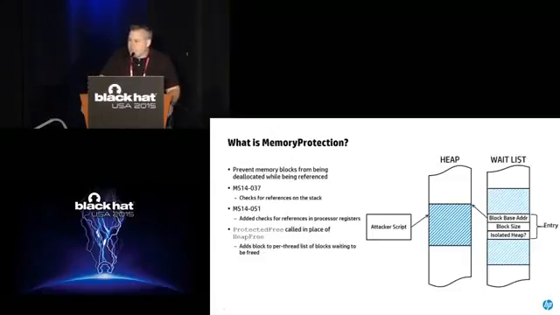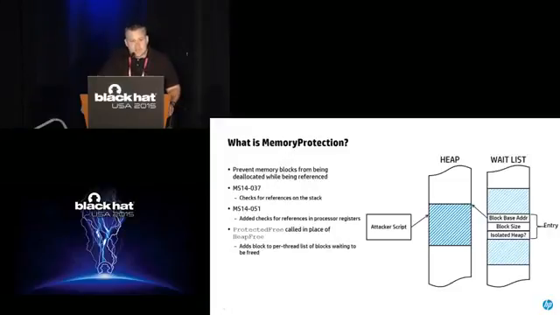And so we started taking a deeper look, and we noticed that Microsoft had implemented memory protection. So what exactly is memory protection? Well, memory protection is a delayed freeing mechanism that prevents blocks from being deallocated while they're being referenced on the stack. It keeps these blocks in an unusable but allocated condition and adds them to a wait list. And every so often, a reclamation process will occur, which will traverse the wait list and see if there are still references to the blocks, and if there are no references, it will free that block at the heap manager level.